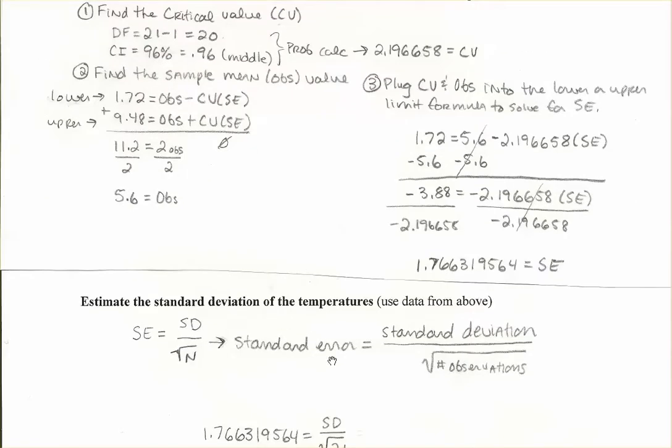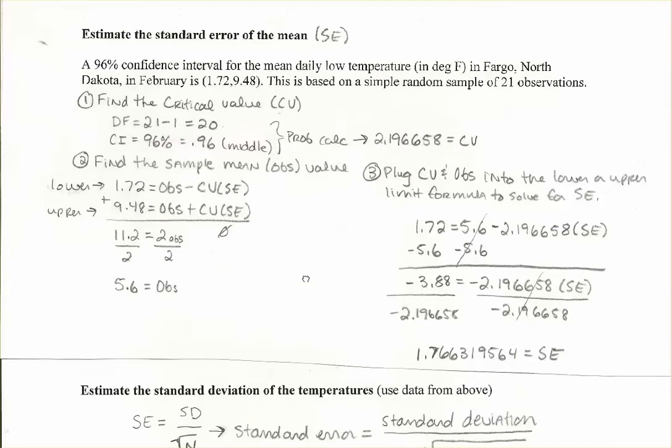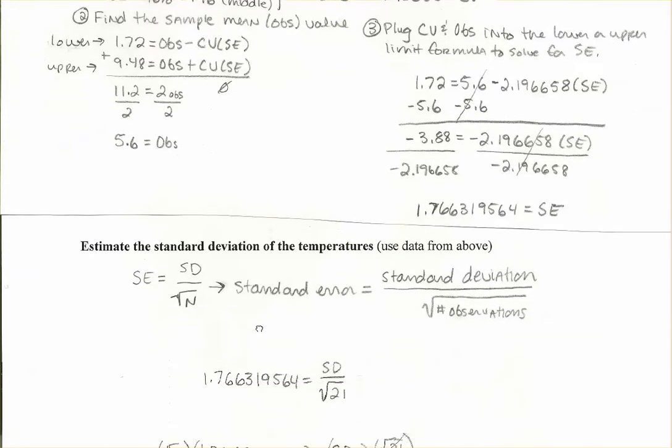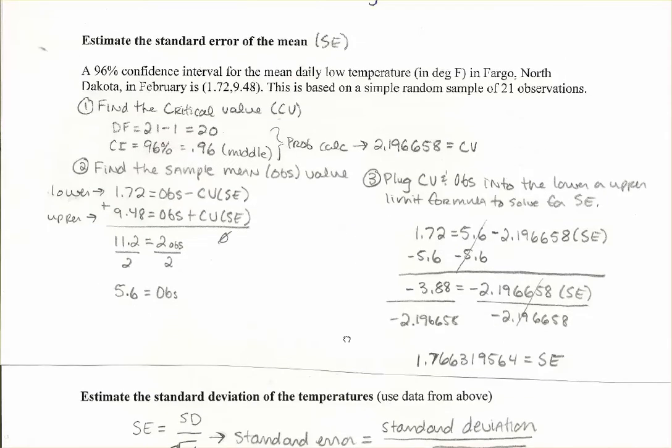Well, for me, I'm just going to skip to estimate the standard deviation of the temperatures, use the data from above. So we're just using this data. So remember the standard error, which is what we just found, is equal to our standard deviation over the square root of n, which is our number of observations. We know that number is 21, so we can do the 1.766319564, which is what we found from the problem above, is equal to the standard deviation divided by the square root of 21, which we've got right there.